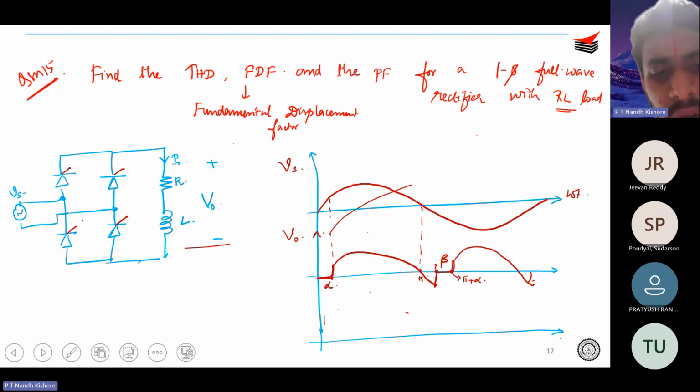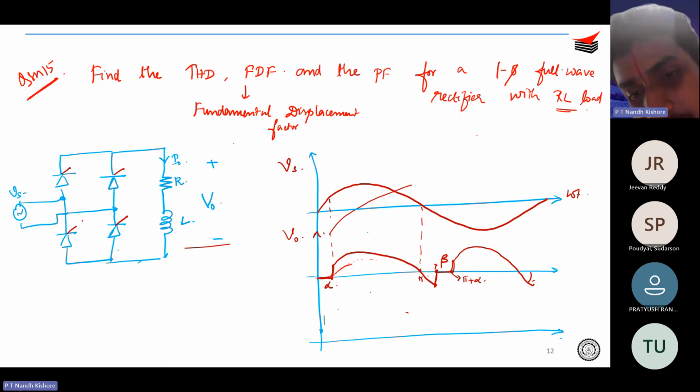Okay. So this was your V naught, and your I naught will look something like this. It will start from 0 and increase. Then it will reach 0 here, remain 0, and then it will again follow this cycle.